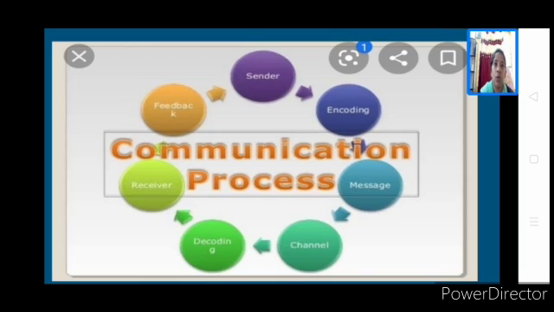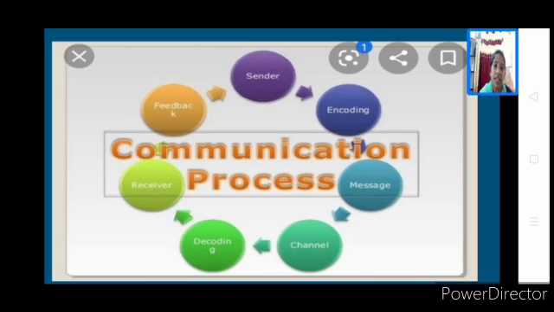Then encoding: the message I am trying to exchange will be in the form of symbols, signs or words. That is what encoding is, right? When I want to communicate something, I may use signs, I may use signals, I may use words, verbal or written. That is what encoding is. Then the message is the actual content of the information I want to pass to the receiver, and I will pass the message through some channel. It can be through different media.